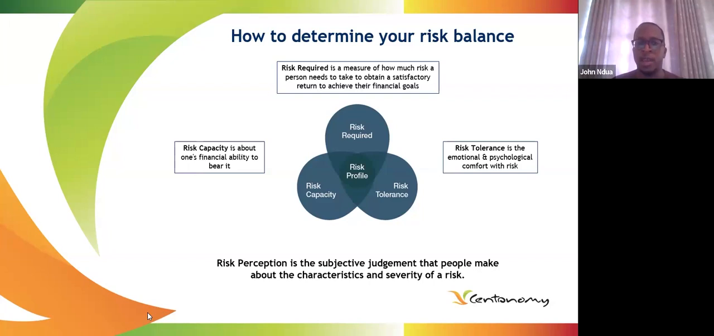However, at the end of the day, we can accurately define our risk profile but invest in the wrong asset. And this will arise because of our risk perception. Our risk perception is basically having a subjective judgment on the risk of an asset.